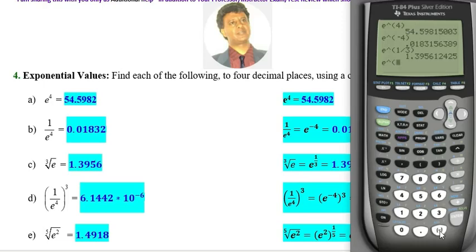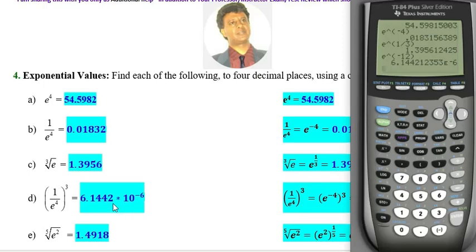Then e to the minus 12, and that is equal to 6.1442 times 10 to the minus 6. Then e to the 2/5, and that is equal to 1.4918.